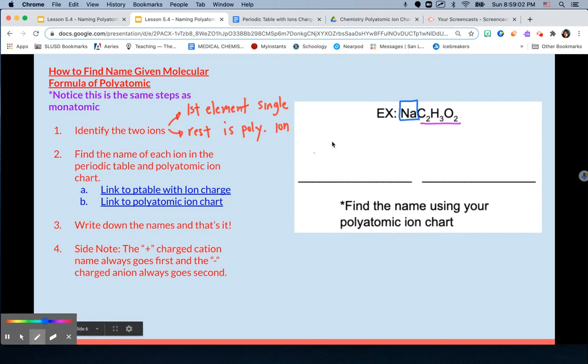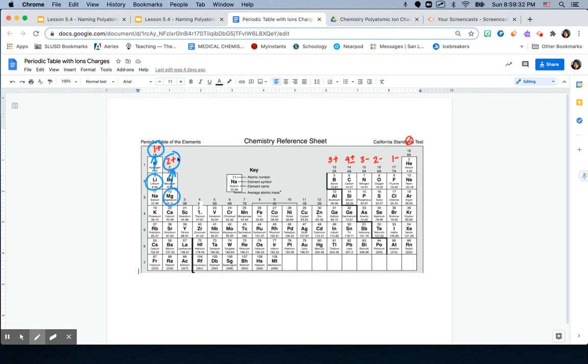So whatever the name of Na is going to go here. And then whatever the name of the polyatomic ion is going to go here. So the rest is the polyatomic ion, and the first element is the single element. So if you don't know the name of Na, you're going to pull up the regular periodic table because this is just one element. And you're going to look for the element Na.